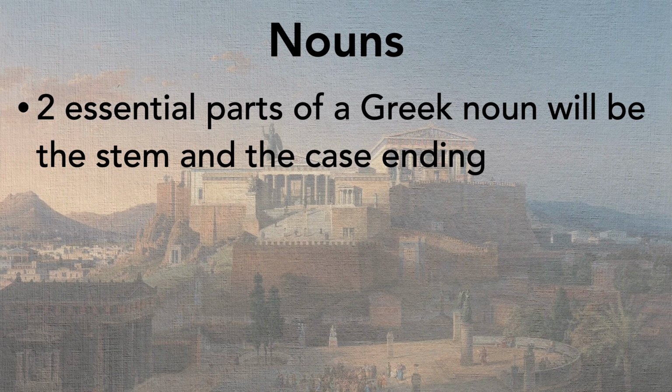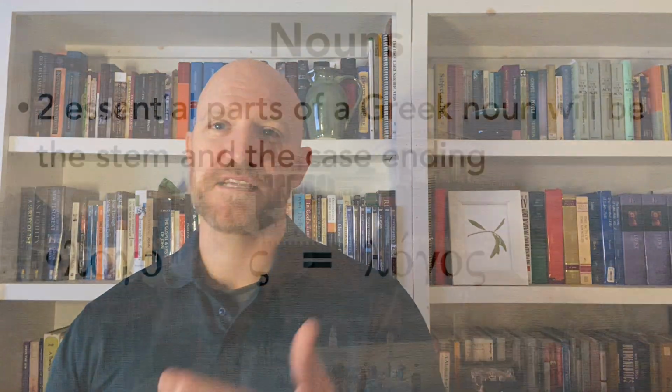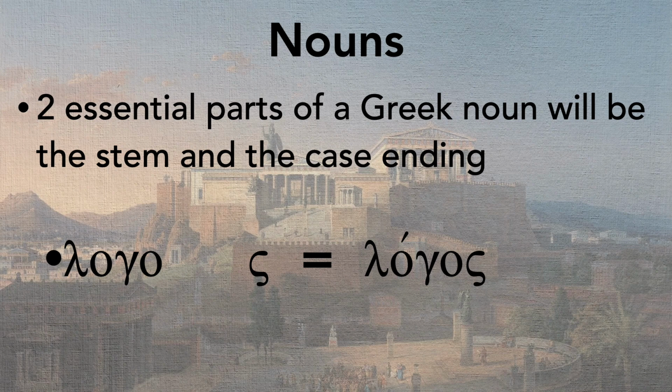So there's two essential parts of a Greek noun that you'll need to know. One is going to be the stem, and the other is going to be the case ending. There's the stem and the case ending. Think of these as like two parts, maybe like a tractor and a trailer that connect together, or a truck and a trailer that connect together, okay? And so for the example I have on the board here, logos, the stem is going to be that part on the left, the lambda, omicron, gamma, omicron. The log part is the stem, and then we're going to put an ending on that stem, and that ending is what we call a case ending, okay?